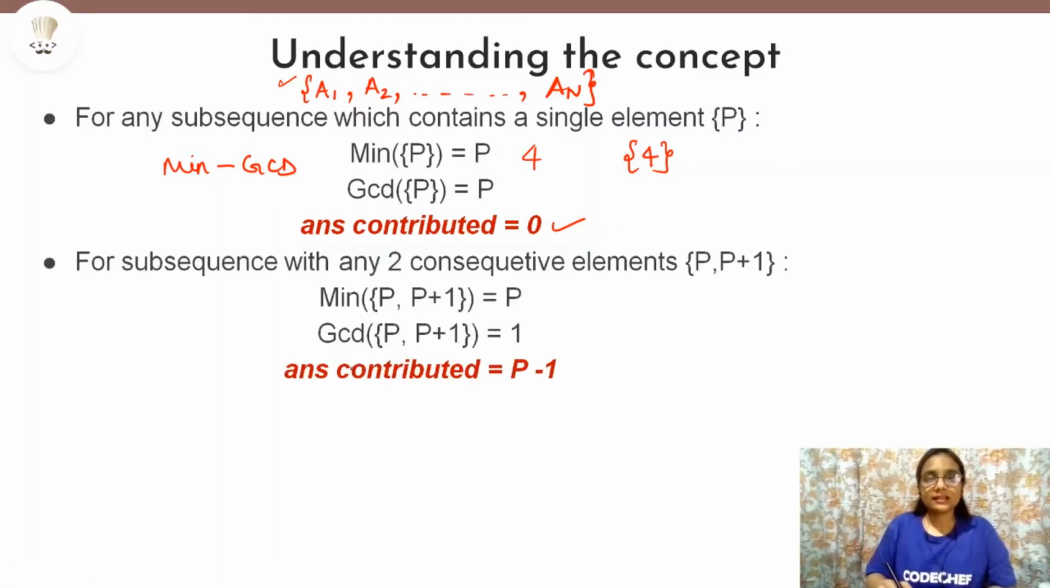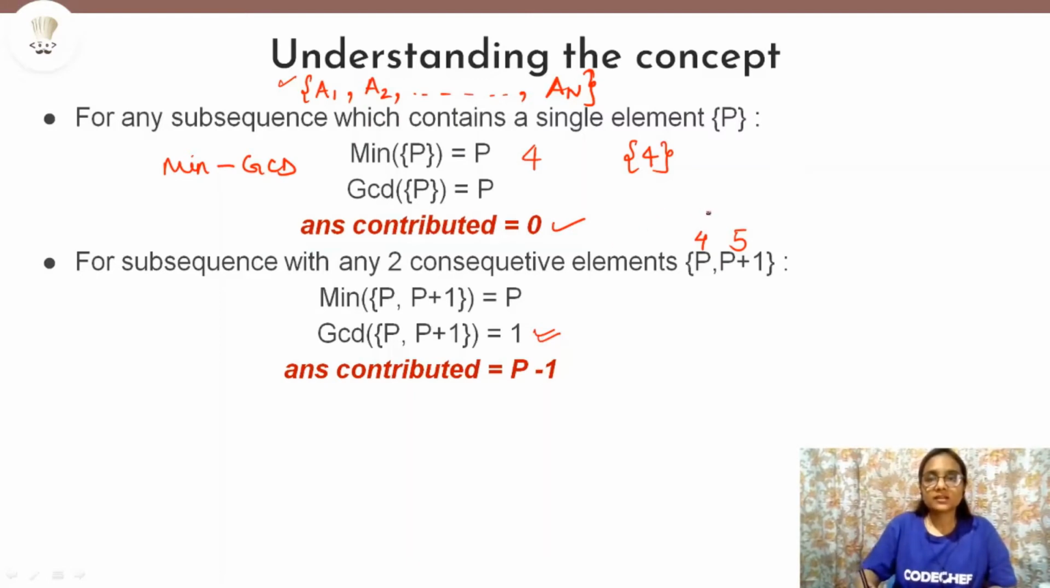Now the second thing, if our subsequence consists of 2 consecutive elements, like here I have taken p comma p plus 1. These are 2 consecutive elements. So let's take p equals to 4, then p plus 1 will be 5. Now what will be the minimum of 2 consecutive elements? It will definitely be p. And what will be the GCD of 2 consecutive elements? The GCD of 2 consecutive elements will always be 1. So do you agree with me that the GCD of 2 consecutive elements will always be 1?